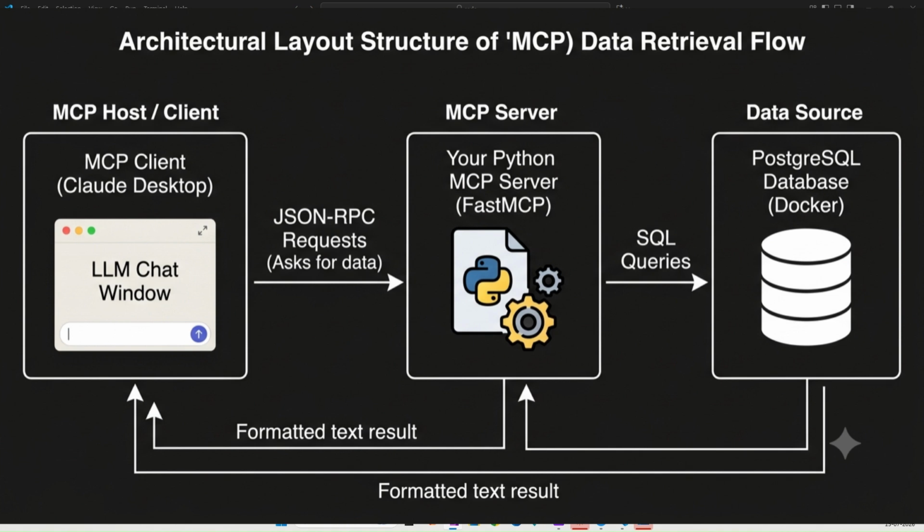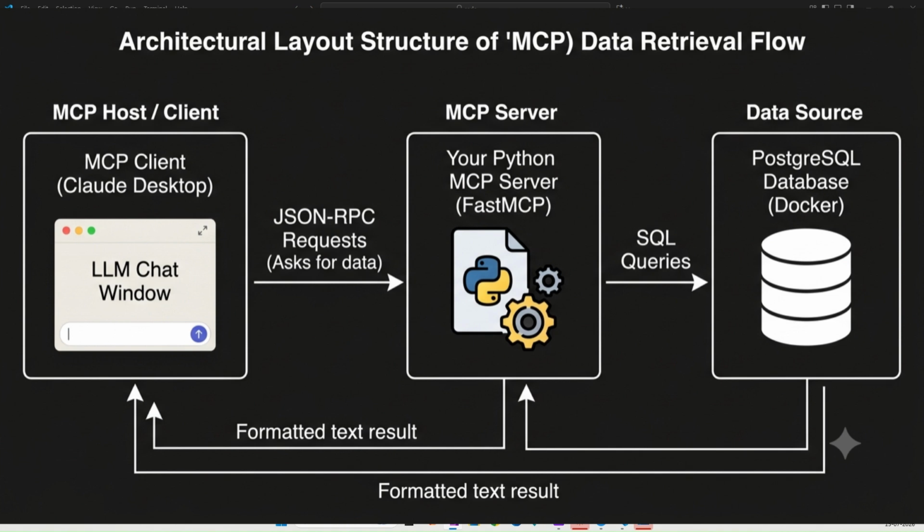The MCP client. This is an AI application like Claude Desktop or your development IDE. It's the one asking the questions. And the MCP server. This is the custom translator script we write in Python or TypeScript. It exposes specific tools or data to the clients. And the data sources. These are your local databases or files or external web APIs, etc.